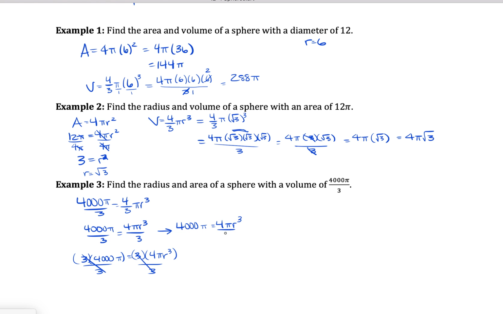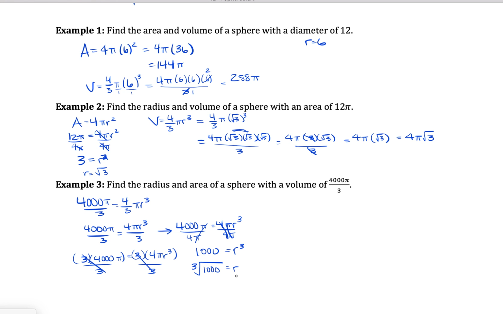Alright, so next we're going to divide by 4 pi on each side. Pi's will cancel out, 4's will cancel out there, so I just have r to the third power over here. And over here the pi's will cancel out, and 4,000 divided by 4 leaves me 1,000. Now, what's the cube root of 1,000? To find if 1,000 is equal to r to the third power, what I really need to know is what number to the third power gives me 1,000. Or in other words, I need to know what's called the third root or the cube root of 1,000.